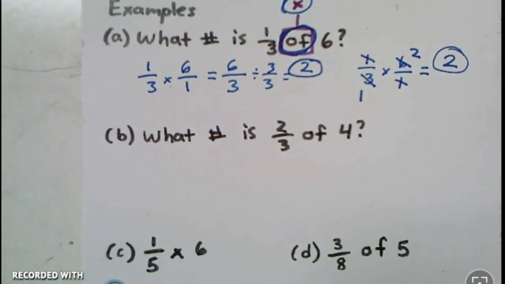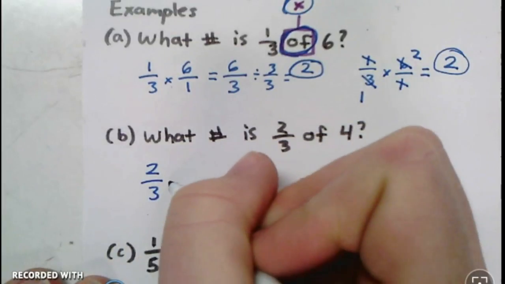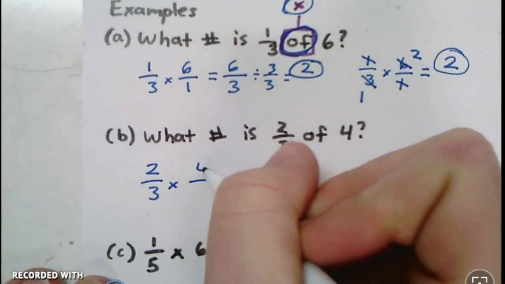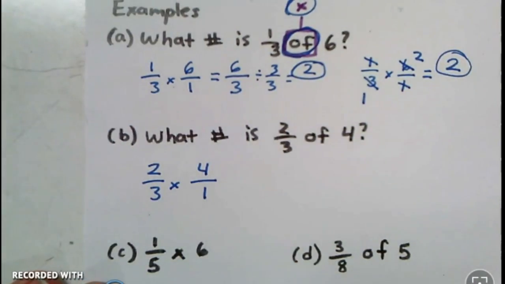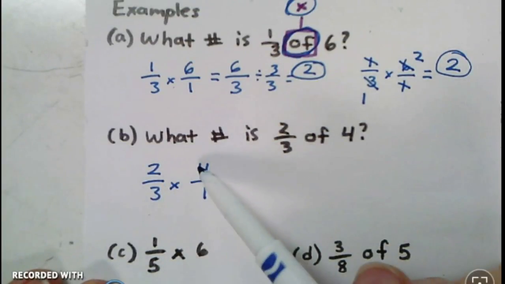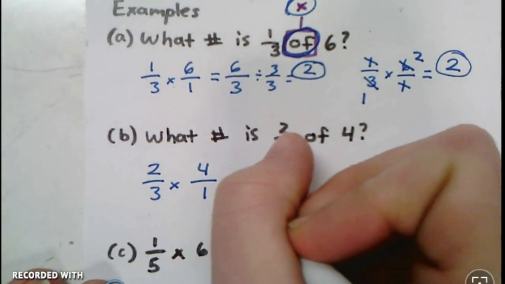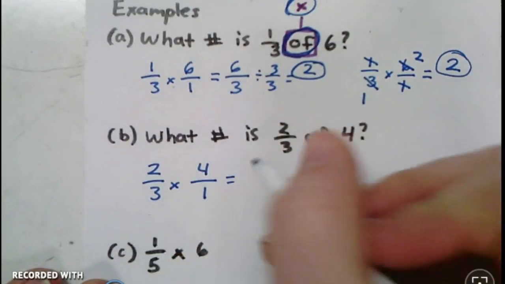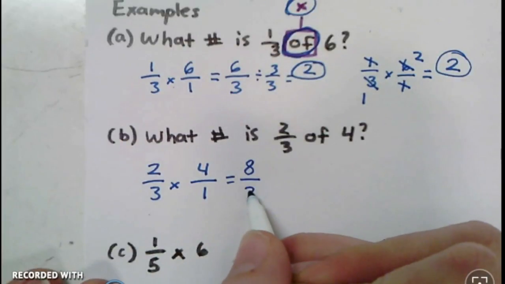What number is 2/3 of 4? So that means 2/3 times 4 over 1. I just took my whole number and I put it over 1. And now I'm going to look to see, can anything simplify? I'm looking this way. Nope, they don't have any factors in common. I'm looking this way. Nope, they don't have any factors in common. So I'm ready to multiply. 2 times 4 is 8. 3 times 1 is 3.